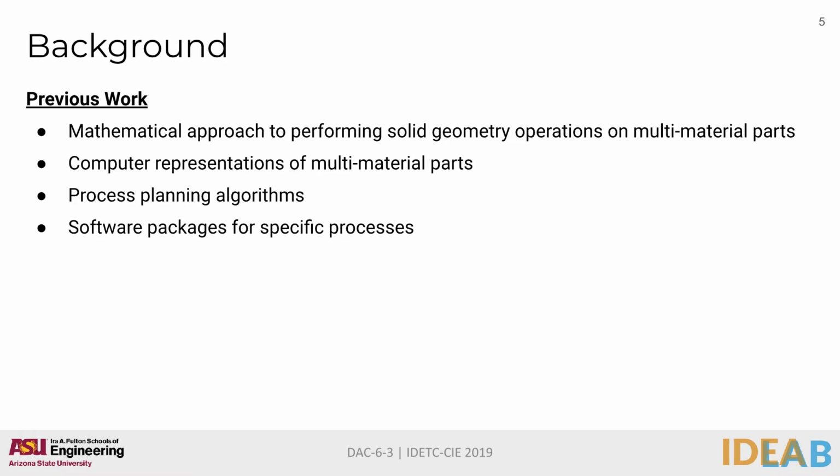Contributions in this area by previous work include mathematical approaches to performing solid geometry operations on multi-material parts, computer representations of multi-material parts, including voxels, surfaces with gradients, and finite element meshes, process planning algorithms for specific processes, and software packages to perform these tasks for specific processes, such as G-code generators for CNC mills or slicing software for various 3D printers. Our work seeks to combine these elements into a single, easy-to-use software package for creating parts that span multiple materials and process types.